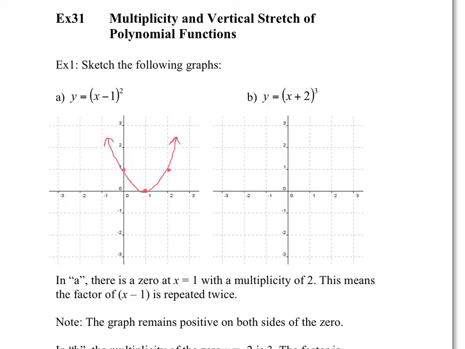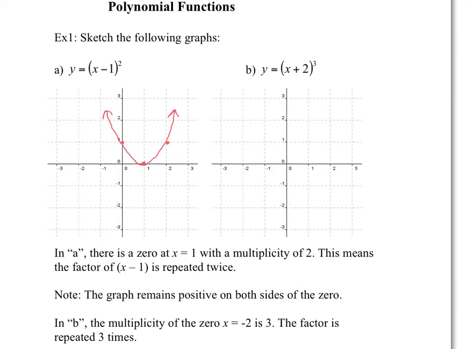We also call this, when we talk about polynomial functions, a multiplicity of 2. So in this function, there's a 0 at x equals 1. There's only one 0, and we call it a 0 with a multiplicity of 2 because there's two of them. This means the factor x minus 1 is repeated twice. Something to recognize and note is the graph remains positive on both sides of the zero.